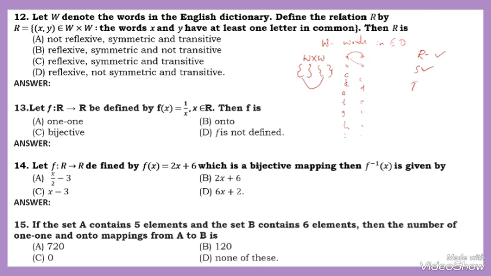Again, I will check the transitivity. A is related with B. B is related with A. Again, itself A is related with A. The transitivity property also holds. Check these properties in the options.